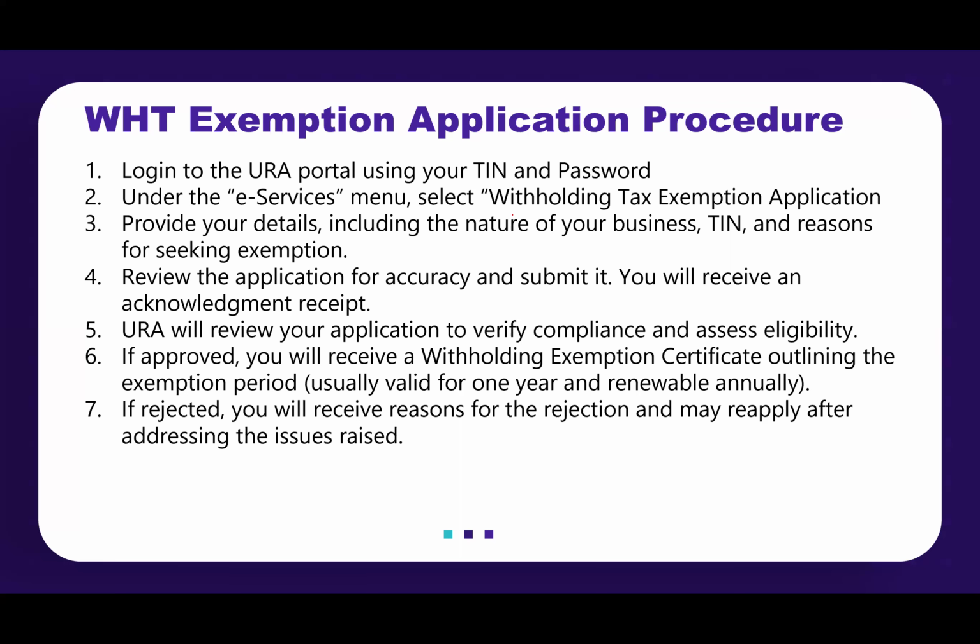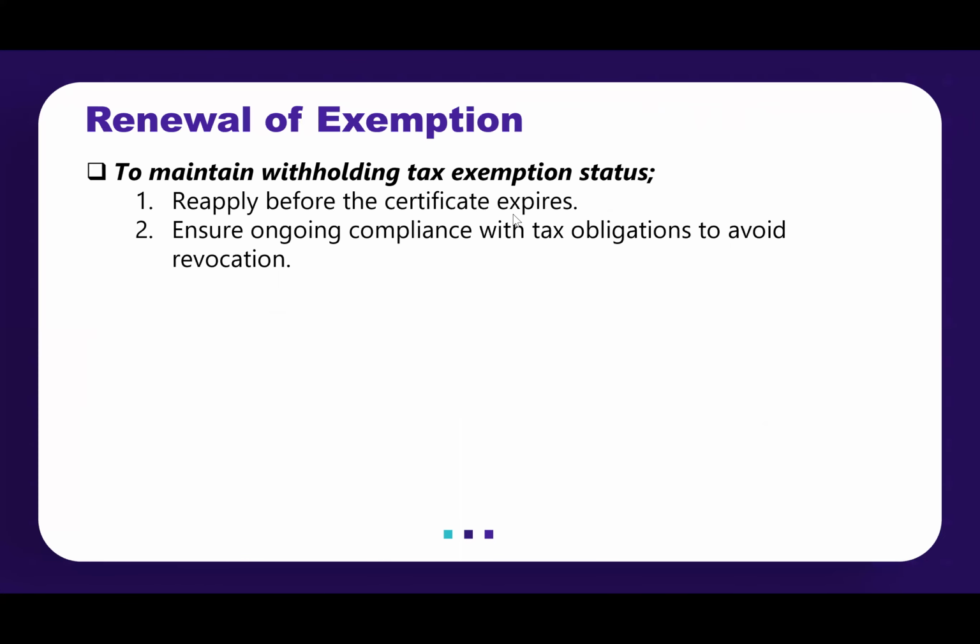You'll receive an acknowledgement. URA will review your application, verify whatever you've given them, and also compliance. They will assess your eligibility, which in most cases you receive this. If you're rejected, you receive reasons why they have rejected your application. You can always appeal. So I'm going to take you through that process. I'm going to take you to the URA portal and show you how you're going to be doing that.